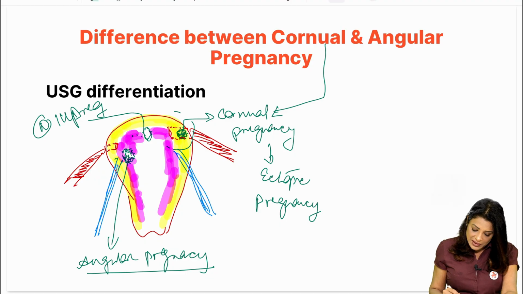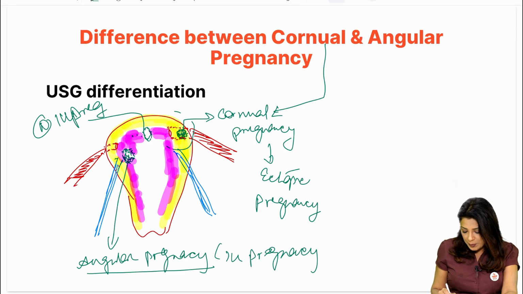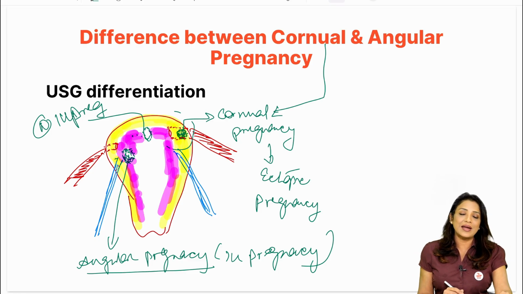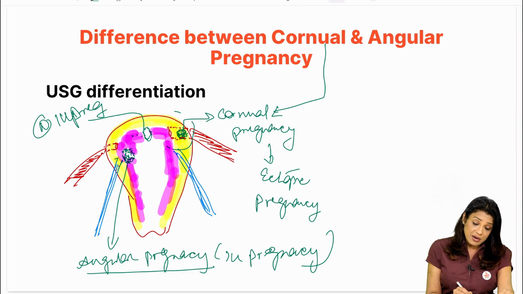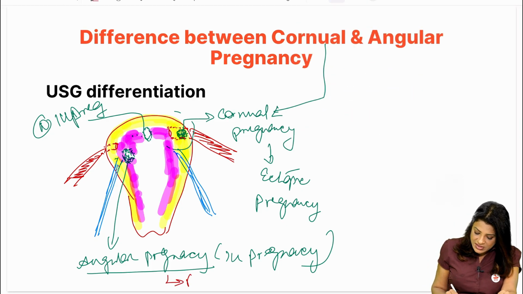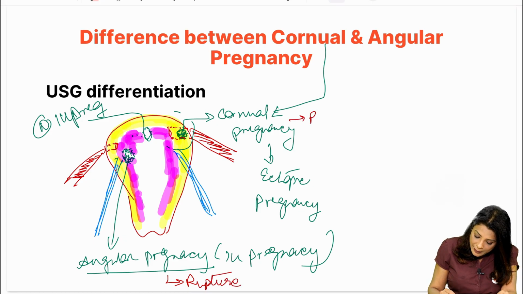This will be a normal intrauterine pregnancy, which is in eccentric location. This is an angular pregnancy which is again intrauterine. It is not said to be an ectopic pregnancy. We have to wait and watch. It might go at the right place, or it might end up in abortion, or it might end up in rupture. So this can end up in rupture. You have to be very careful. This can end up in rupture, and this can also end up in rupture.